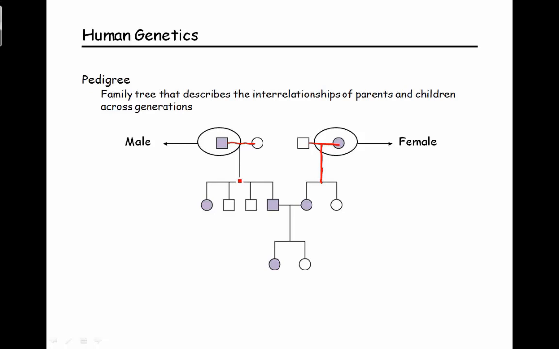Another thing that we can see when we look at a pedigree like this is generations. The generations are in the rows. So this would be the first generation up here. This would be the second generation. This would be the third generation down here towards the bottom.